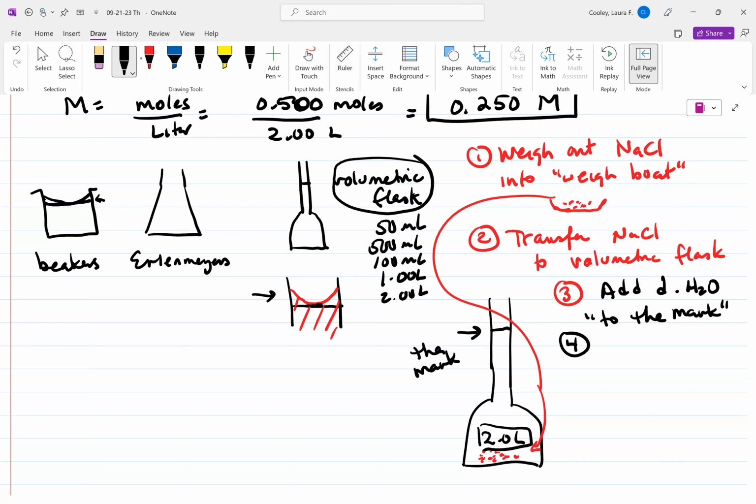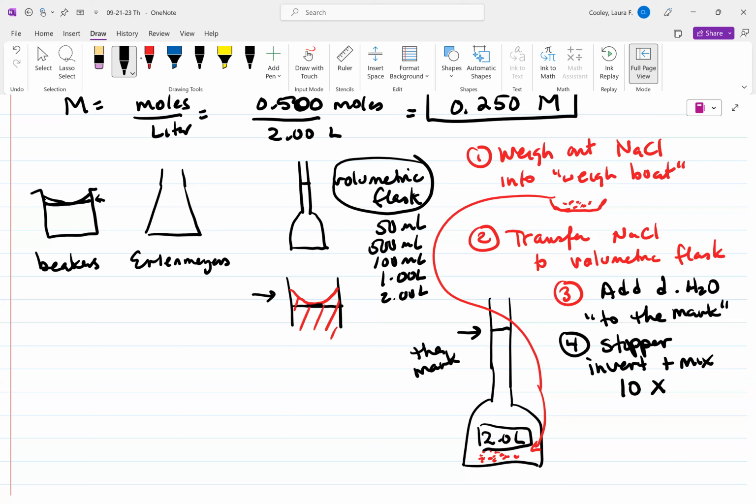Next, you stopper the flask, and then you invert it completely upside down. Invert and mix. In other words, you go upside down, like with this thing: 1, 2, 3, and you do that 10 times. Okay, and that's it. Take your stopper out and use your solution.